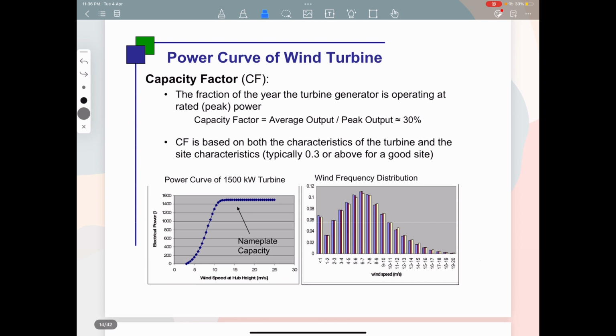The capacity factor of the wind turbine is the fraction of the year the turbine generator is operating at rated peak power. Capacity factor equals the average output divided by peak output, which is 30%. Capacity factor is based on both the characteristics of the turbine and the site characteristics. Typically, it's 0.3 or above for a good site.